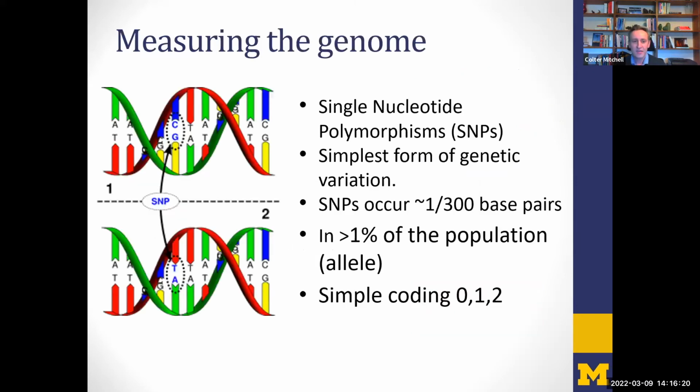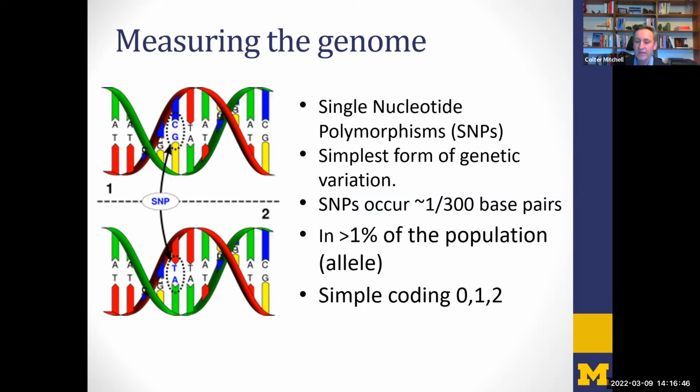Just as a reminder, when we're measuring the genome, there are lots of different ways you can do it. Typically, what we're using are what are called single nucleotide polymorphisms. Those are those base pairs that you all remember from biology. That's the simplest form of genetic variation. Remember that most of our genome is actually identical across all humans. So SNPs really only occur 1 in every 300 base pairs.